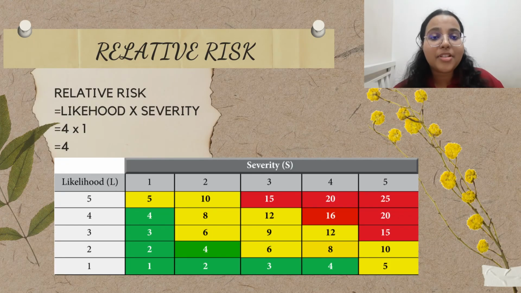After carrying out the possible control action plan, now the severity of consequences can be reduced to 1, as most of the injuries can be prevented through the SOPs given. So, the relative risk now is 4, which is low.